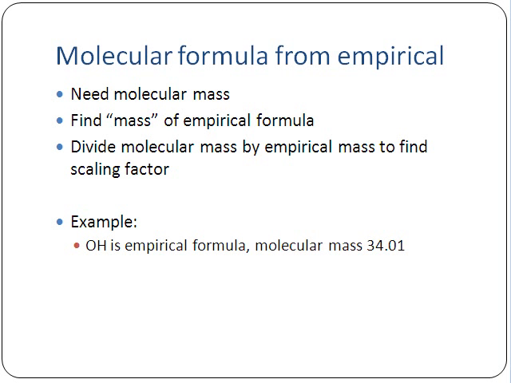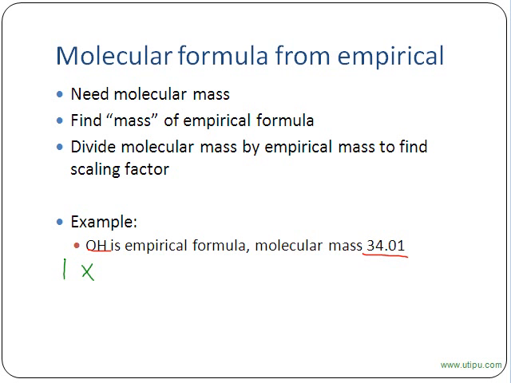So in this example, the empirical formula is OH, and we're told the molecular mass is 34.01. So to do this, here's what we're going to do. We're first going to find what the mass is of OH. And so to do this, we say we have how many oxygen atoms? We have 1 in OH.